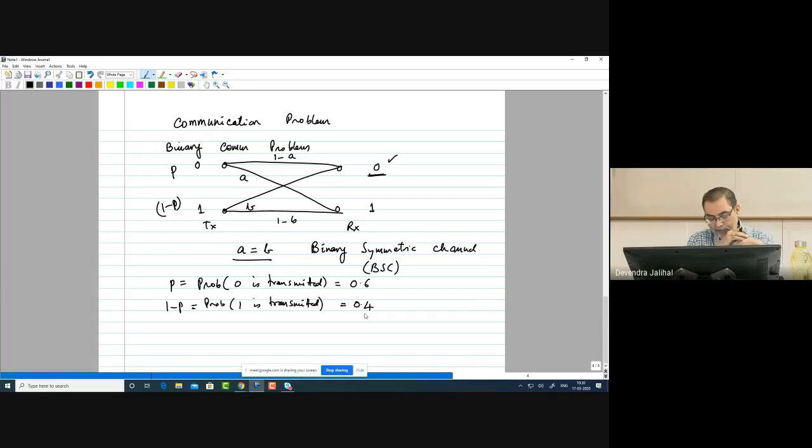Okay. So given this situation, let's assign some transition probabilities. Let's say A equals 0.1 and B equals 0.25. So there is a certain error probability when 0 is transmitted: 10% of the time it appears as 1 to the receiver. When 1 is transmitted, 25% of the time it appears as 0 to the receiver.